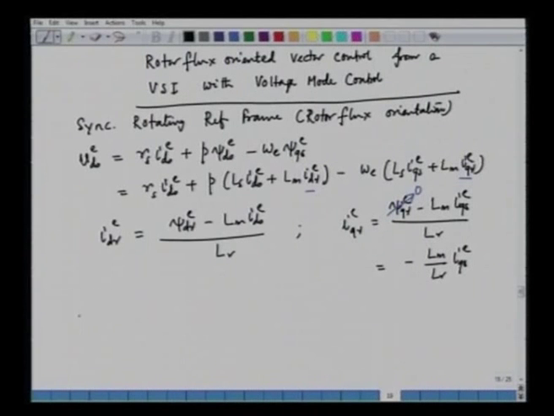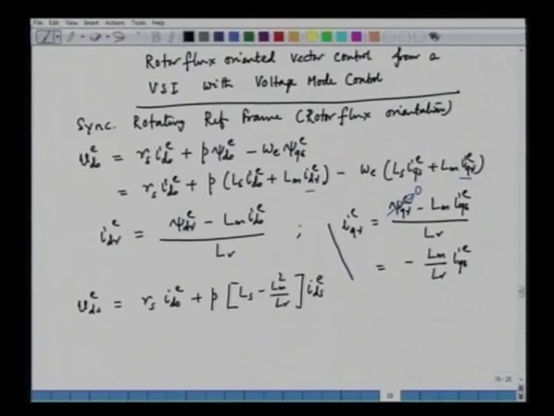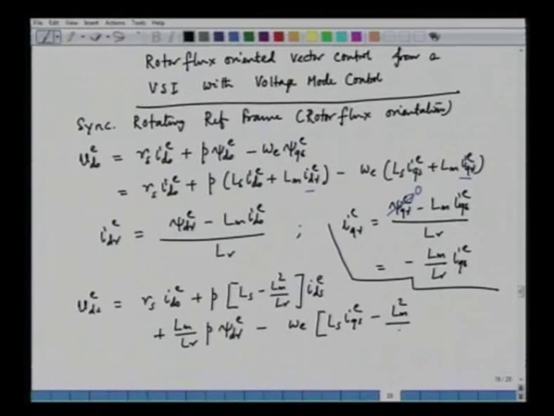And if you substitute that, what we obtain is the following: VDSE is equal to RS IDSC plus P, this is LS minus Lm square by Lr into IDSC, plus Lm by Lr P psi dr E, minus omega E into LS IQSC minus Lm square by Lr into IQSC.